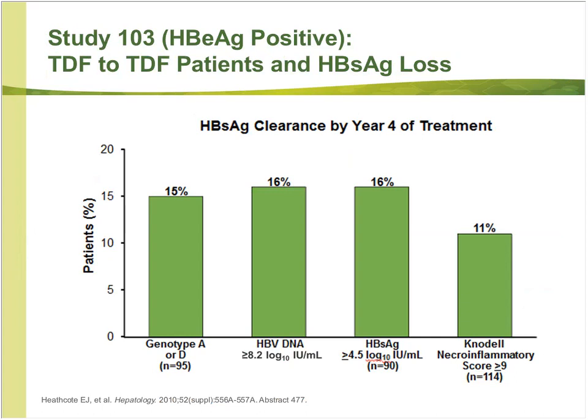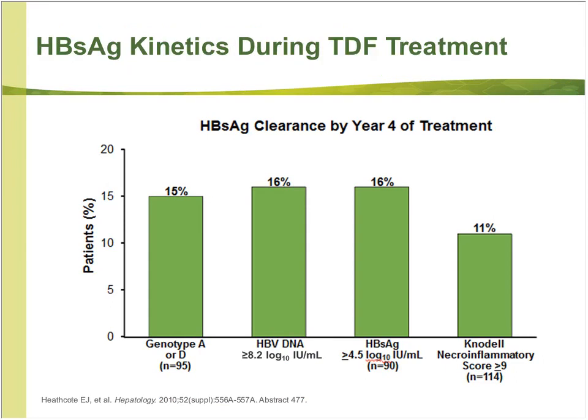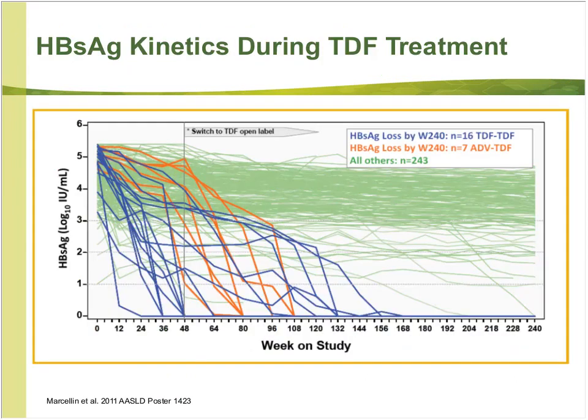This is different than what we saw with interferon data, where the lower the S antigen at baseline, I didn't show this data, but the lower the S antigen at baseline helped predict interferon-induced S antigen loss. And why it's discrepant between interferon and NUC, we don't know, but here's the fact. Here, higher inflammatory score, HBV DNA levels, and genotype also help predict S loss, S clearance at year 4 of treatment.